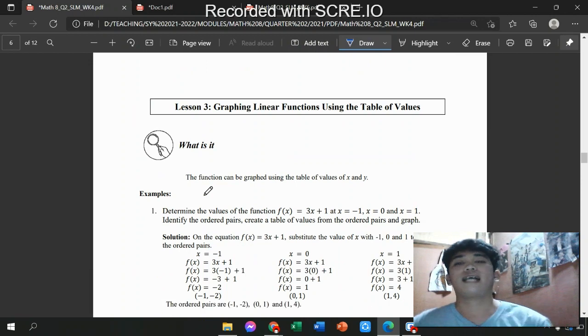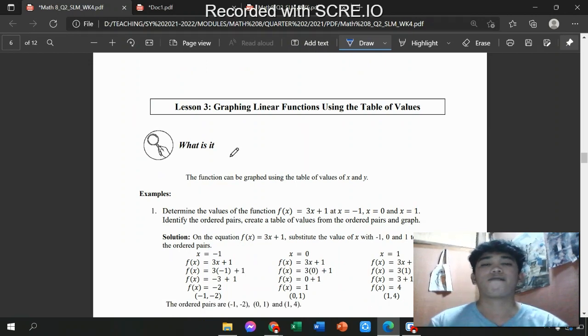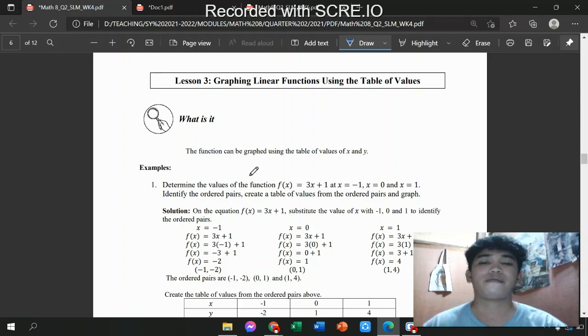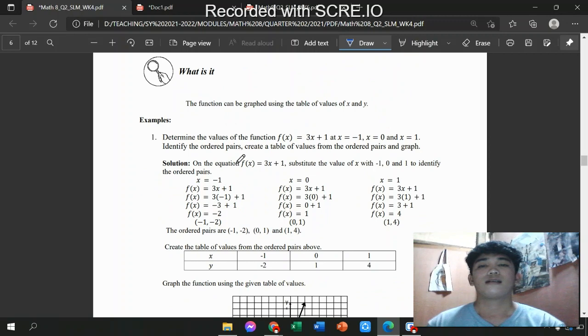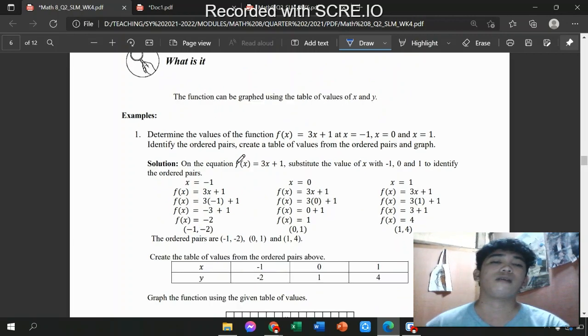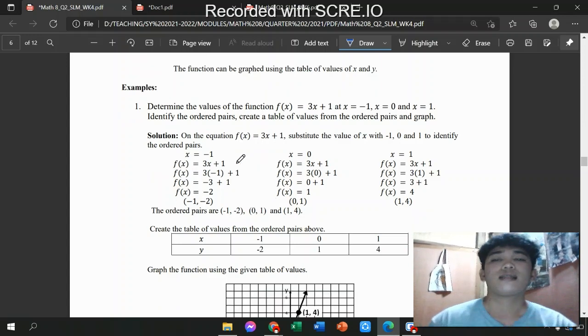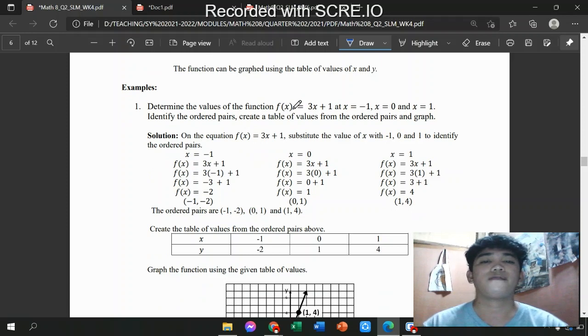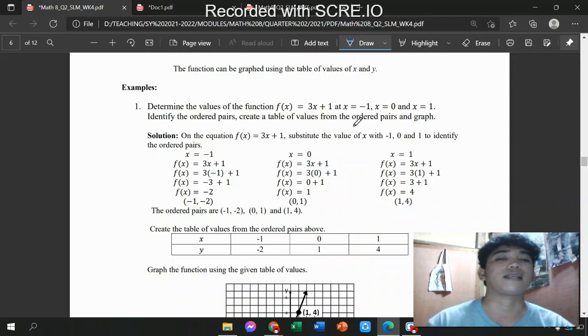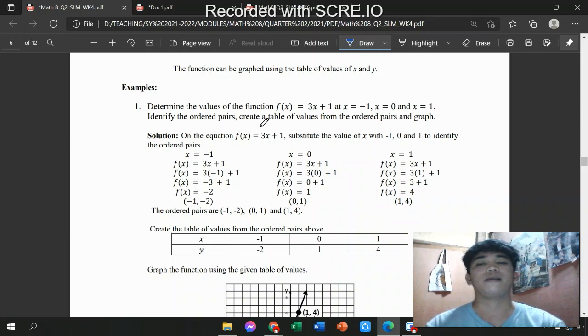And let's go to our last lesson, graphing linear functions using the table of values. So ani nga lesson mag-graph na ta sa class. The function can be graphed using the table of values of x and y. So let's have here an example. Determine the values of the function f of x equals 3x plus 1 at gigaan ta daan og values sa x. X equals negative 1, x equals 0, and x equals 1. Identify the ordered pairs, create the table of values from the ordered pairs, and graph.